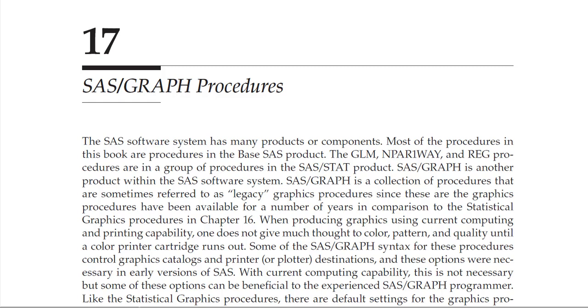These SAS graph procedures have been around for a long time, and they're referred to as the legacy SAS graph procedures. And the statistical graphics we saw in Chapter 16, the ODS graphics, are more current procedures and generate the PNG files that I speak about in Chapter 16. We can use a lot of the color codes and some of the things that we saw in statistical graphics procedures in SAS graph procedures, and I'll show you how we can do that. But first, let's go to SAS.